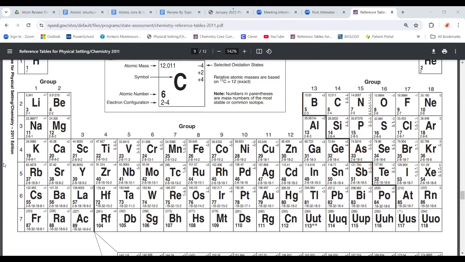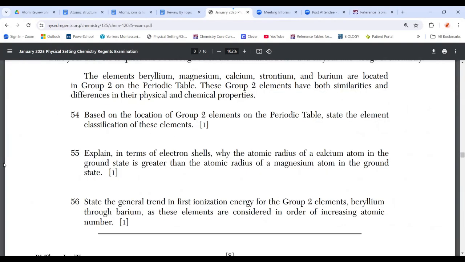All right, let's go back to the full line of questions. Based on the location of the group 2 elements, state the element classification. That's your key word, and you only have to state it. Don't explain it. Don't spend time writing me two sentences about where they are on the periodic table, and that makes them a metal. It says state. Then what am I supposed to be stating? Element classification. You guys really have to get this down.